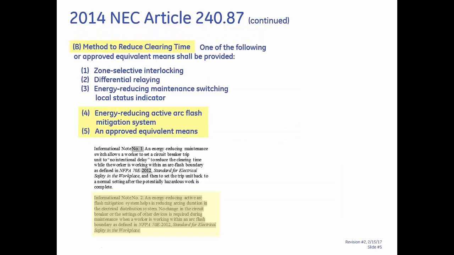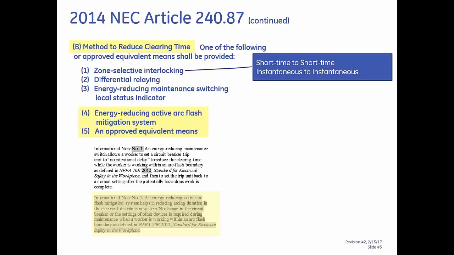So on to section B of this article. Here are different options. The code says you must choose one. You could in fact have more than one, but obviously the minimum is one, to reduce clearing time. Now the code doesn't specifically say what clearing time they're talking about, but as you'll see, it is talking about the time it takes the method or device to clear an arcing fault, because that's the time that matters when we're talking about the resulting arc flash incident energy.